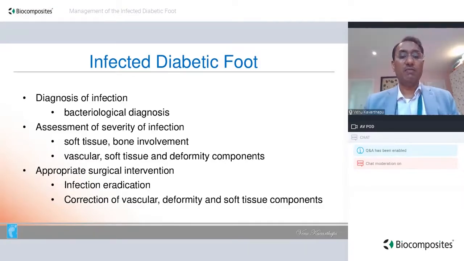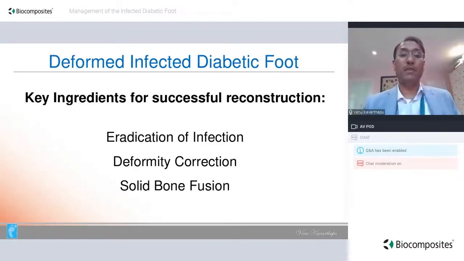And the surgical intervention will be based on your assessment, and the aim is to achieve infection eradication, not just infection control, infection eradication, so that that treatment becomes permanent. And at the same time, the associated vascular compromise needs to be addressed as well. If there is deformity, that needs to be corrected as well. If there are any soft tissue contractures, they need to be balanced as well, which we're not discussing in detail in this particular presentation because we are focusing on the infection aspect.